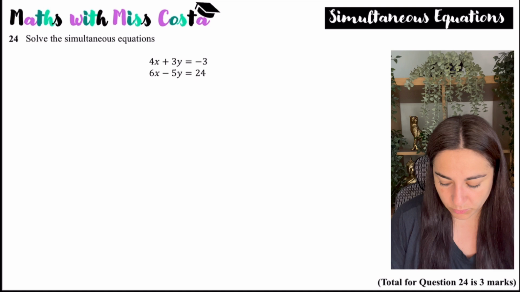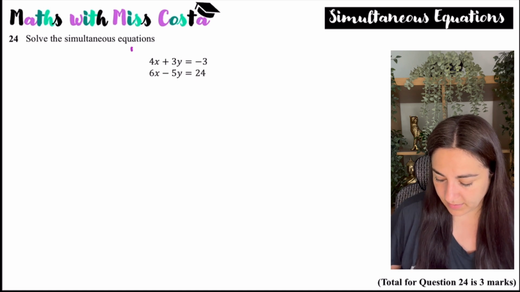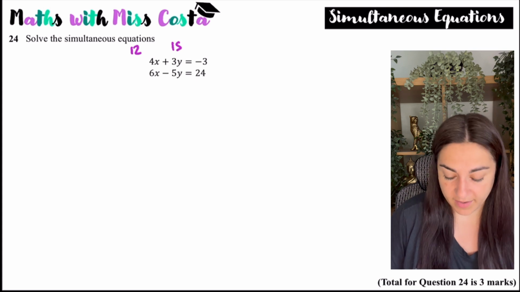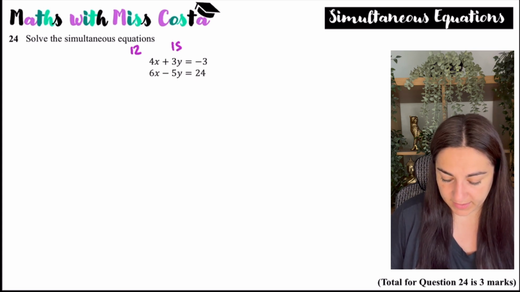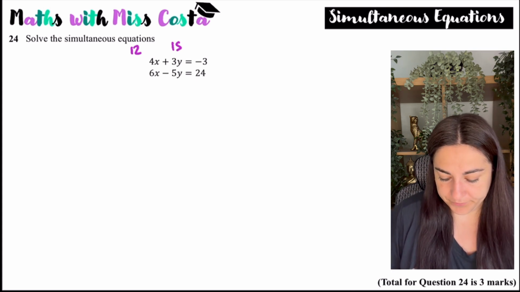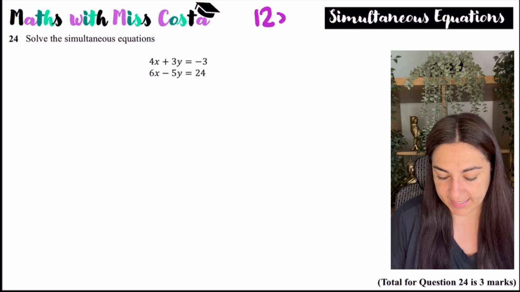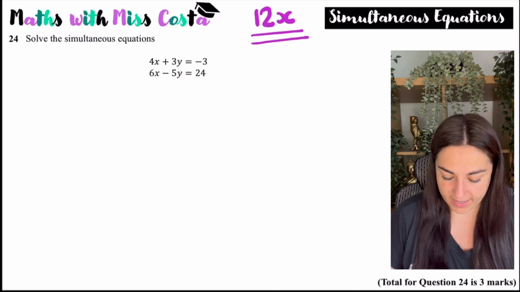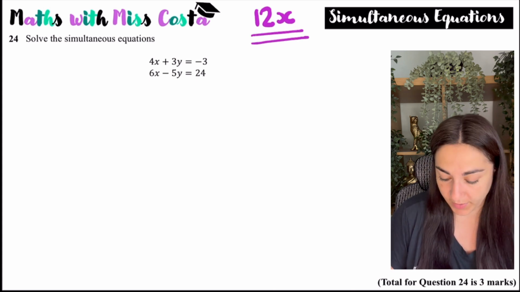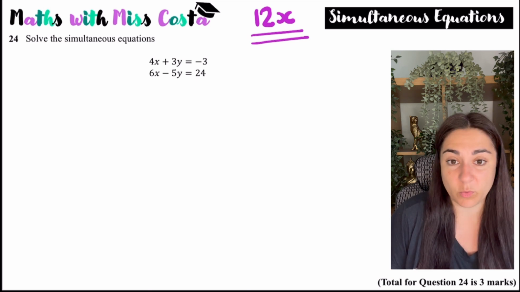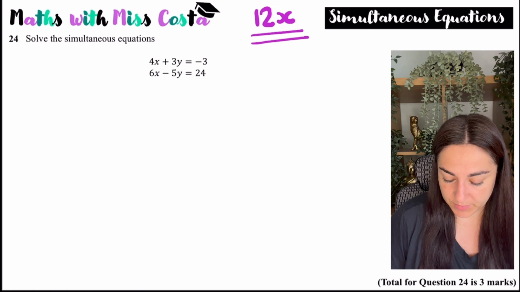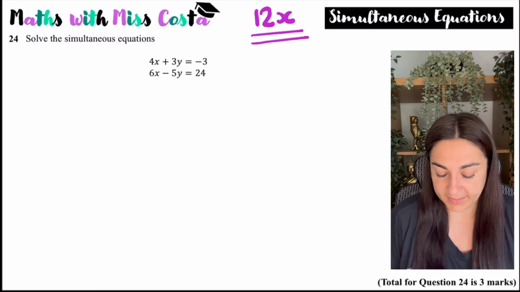The lowest common multiple of 4 and 6 would be 12, and for 3 and 5 it would be 15. It really doesn't matter. I'm just going to do the x's, make the x's the same. So I've identified that the lowest common multiple of 4 and 6 is 12. You might have automatically thought, oh, I'm going to change my y's, and that's absolutely fine. I'm just going to do it with the x's.